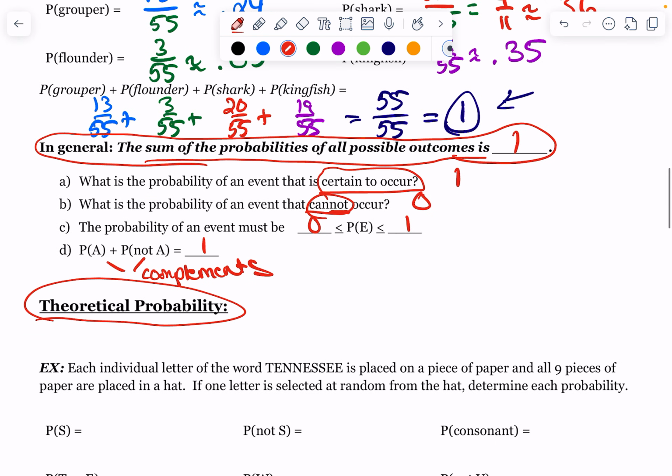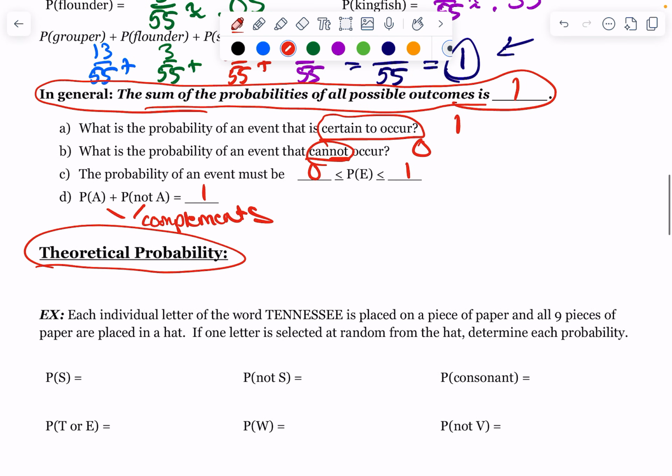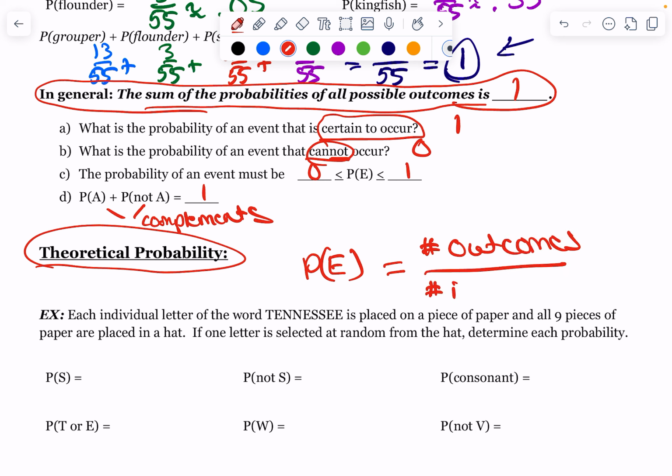Okay, next we're going to look at theoretical probabilities. So this is something that can happen theoretically. The probability of the event is going to be the number of outcomes divided by the number in the sample space. So we use a little bit of a different wording here. We're still dividing, so the basic is the same. It's just that the wording depends on whether we're using the empirical or the theoretical.